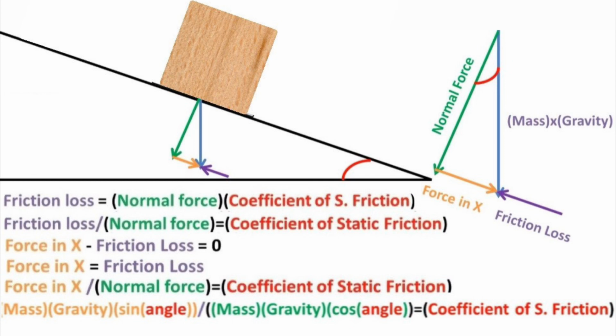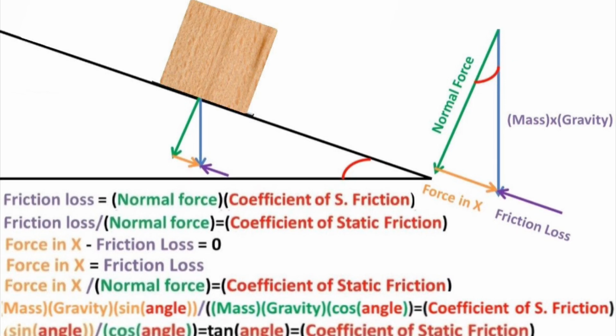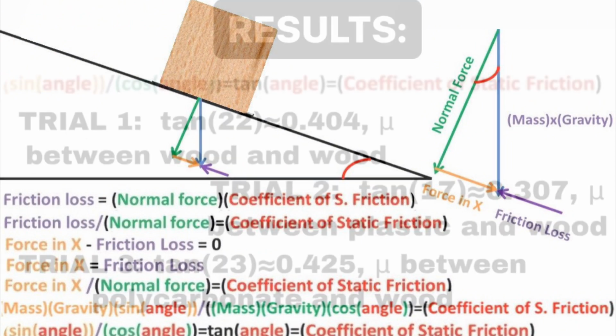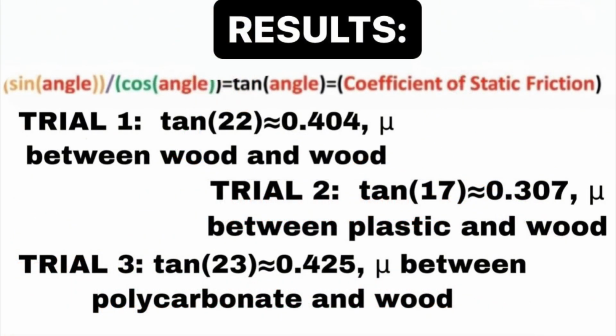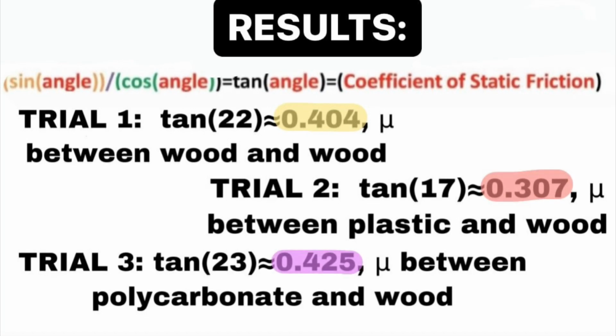so we are left with the sine of the angle over the cosine of the angle equals the tangent of the angle, which is equal to the coefficient of static friction. We will use this much simpler formula to solve for the coefficient of static friction for our trial. Using this formula, we took the tangent of each angle and found that the coefficient of static friction between wood and wood was 0.404, between plastic and wood was 0.307, and between polycarbonate and wood was 0.425.